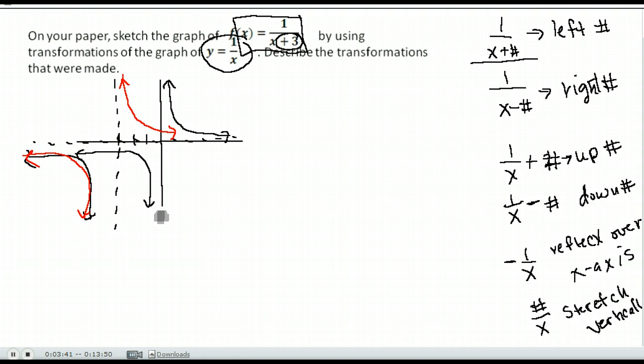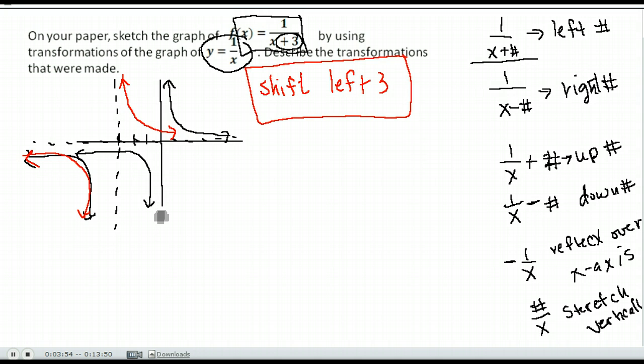Okay, so again, we just used transformations. We knew it moved to the left 3. So if I want you to describe the transformation for this, we shifted left 3 units, and that's all we did. Okay, so a cleaner version of our graph would look like this. A vertical asymptote at negative 3. Part of the graph is up here, and the other part is down here.